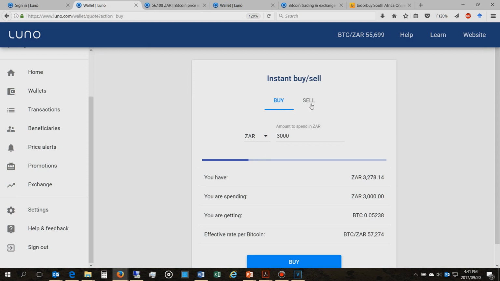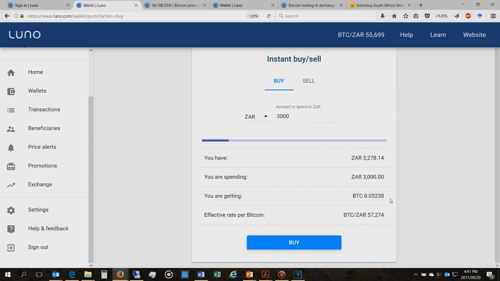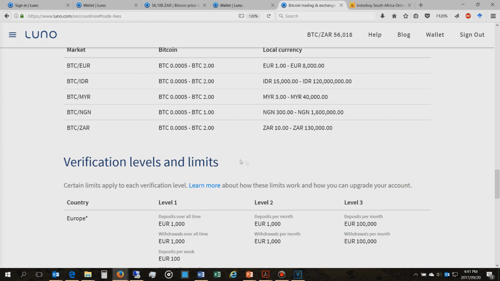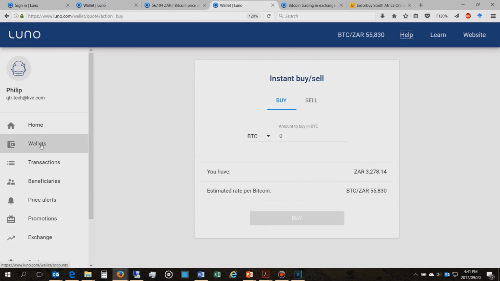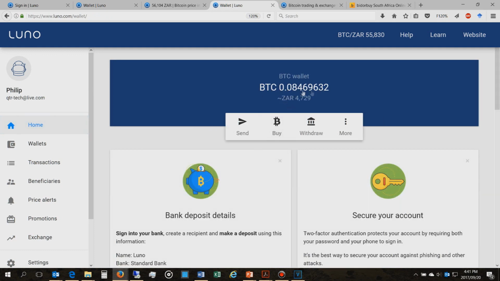I just want to go back to this instant buy and sell. If I had to do this instant buy, I would then get the effective Bitcoin value of 0.05238. Immediately, I will be paying a higher fee than normal. And if I want to know about the fee, I will look at it on their fee schedule. And then I will immediately see in my Bitcoin wallet here, this will be incremented by 0.05 or whatever it was. So just so you understand, Luno is actually an online wallet system. It allows you to store your Bitcoin online, and therefore you should be aware of the advantages and disadvantages of online systems.